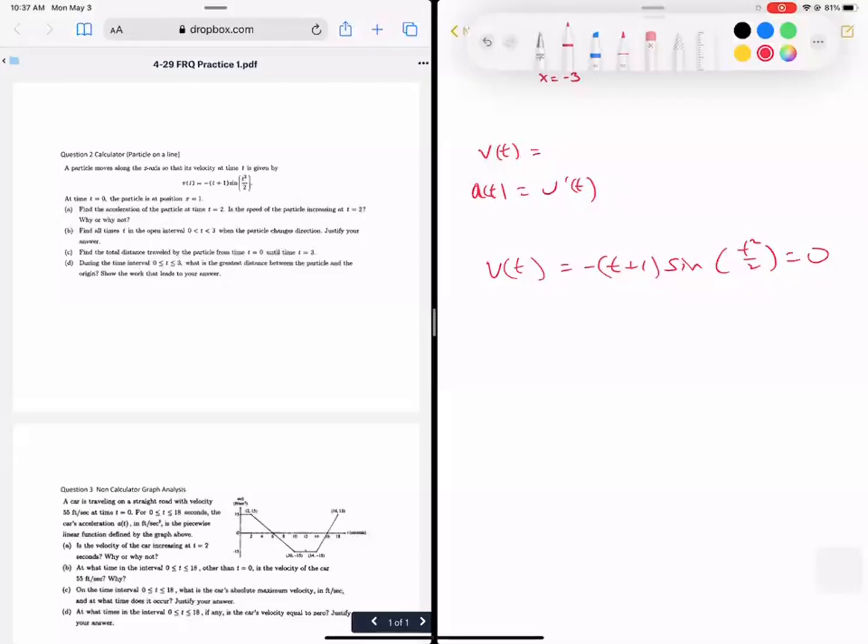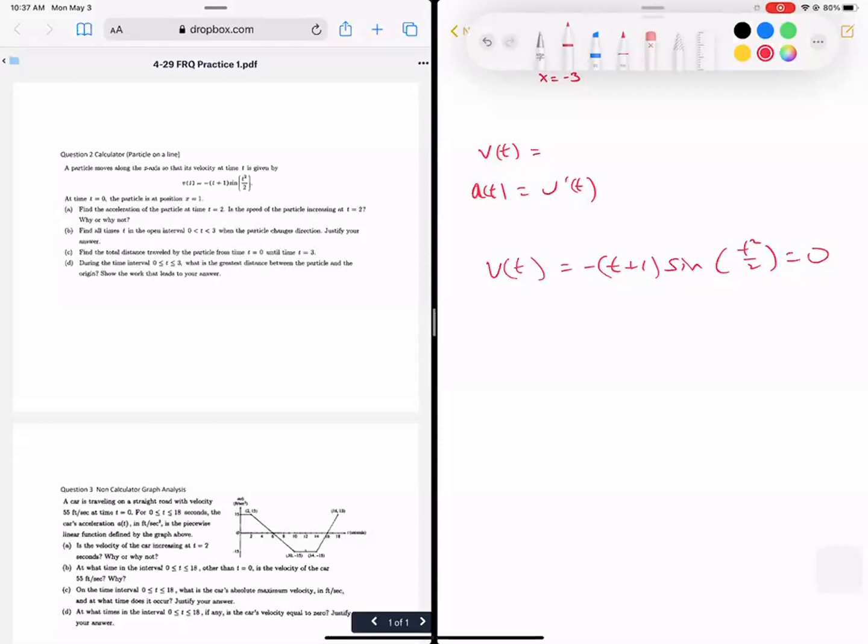So we're jumping to question two, part B. Since this is a calculator problem, we can use our graphing calculator and figure out where this value is. It's going to be a decimal value, I think.